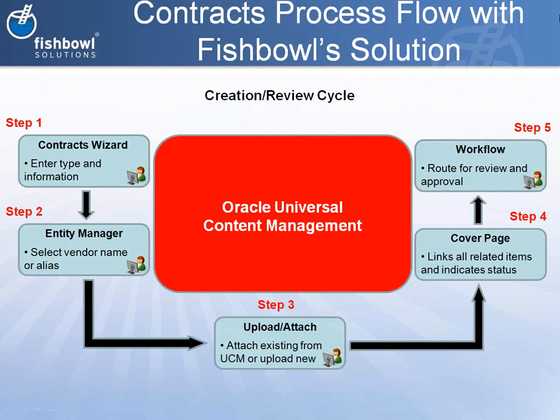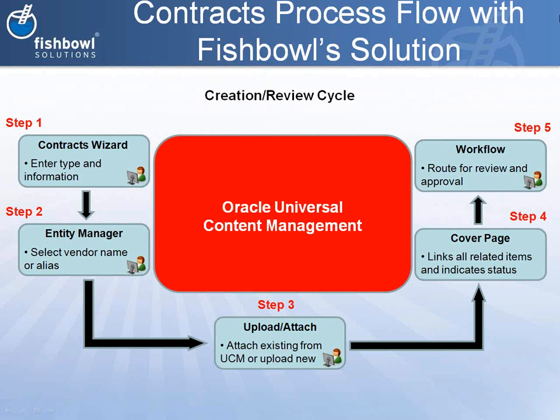Well, as we look at the contract process flow when we use the Fishbowl solution, what we see is that there are two primary life cycles or phases of the life cycle of a contract which really bubble up to the top. Now, compare this to that slide I showed you just a couple minutes ago with that long and winding path filled with emails and ad hoc interactions.